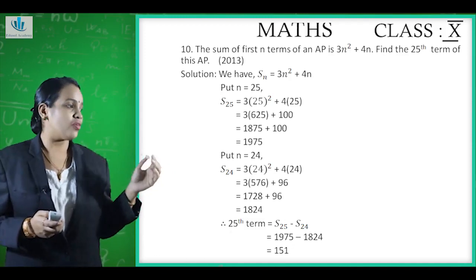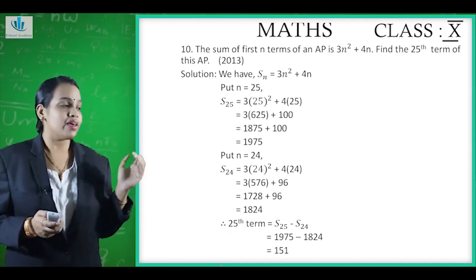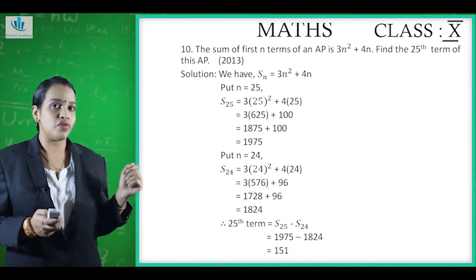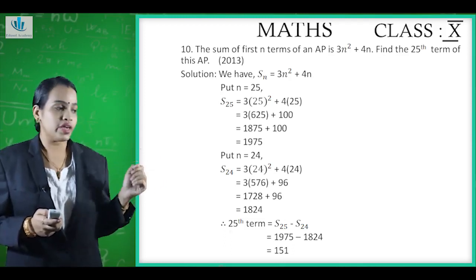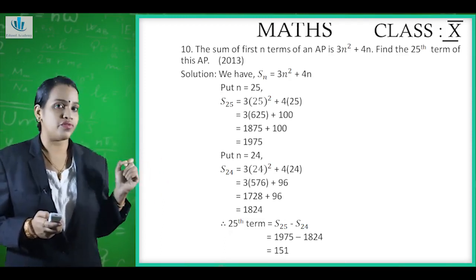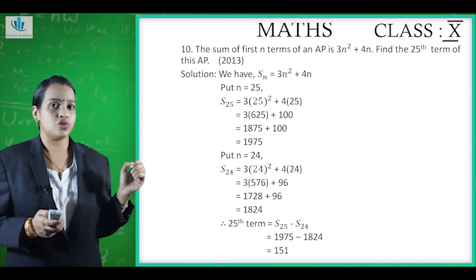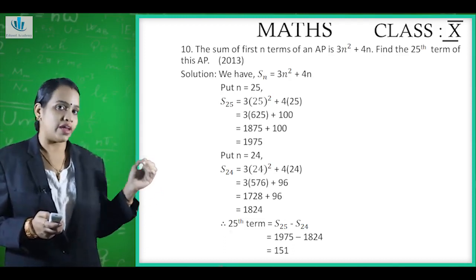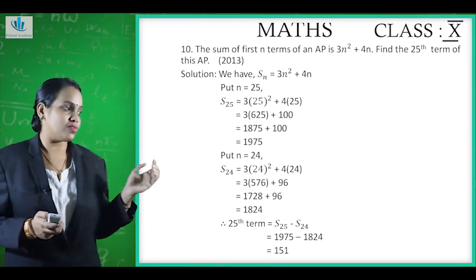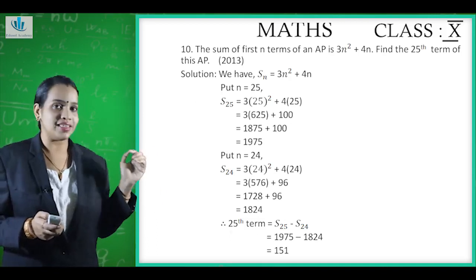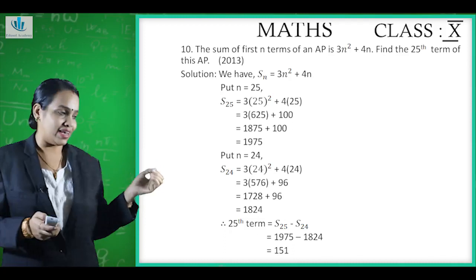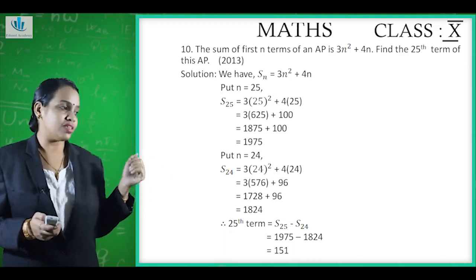Now we will put the value of n is equal to 24. So it gives S24 is equal to 3 into 24 square plus 4 into 24. Now 24 square is 576, and 4 into 24 is equal to 96. So 3 into 576 plus 96, which is equal to, 3 into 576 gives 1728, plus 96. So 1728 plus 96 is equal to 1824.